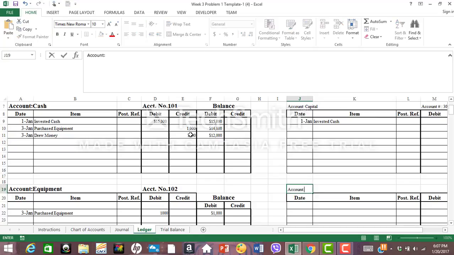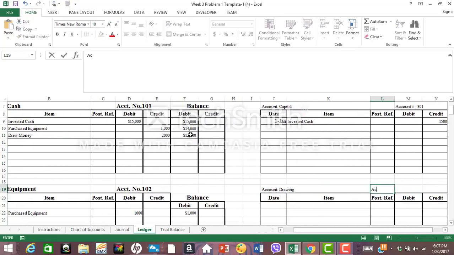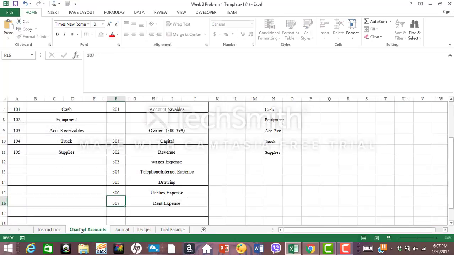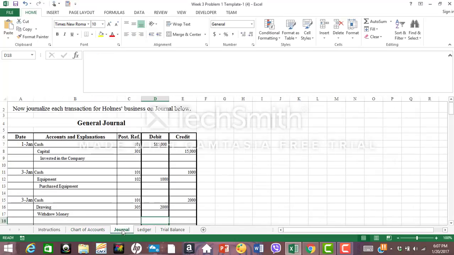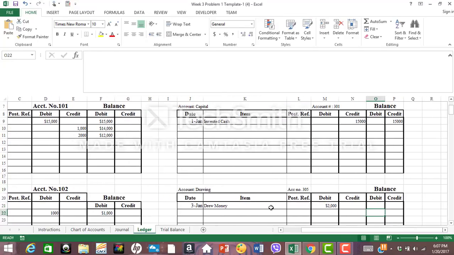And then we say account, which is drawing, and drawing account, and it is, I believe, account number 305 if I'm not mistaken, right? Yes, 305 ledger. And then we have January 3rd, and then drew money, and then we debit $2,000 on this side. Our balance is $2,000 still.